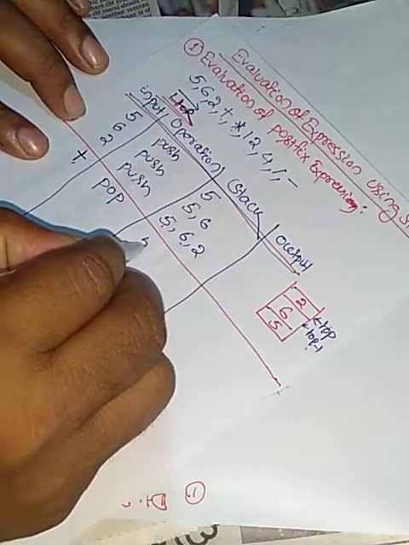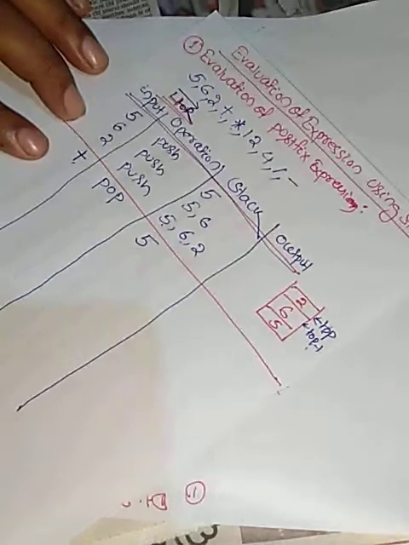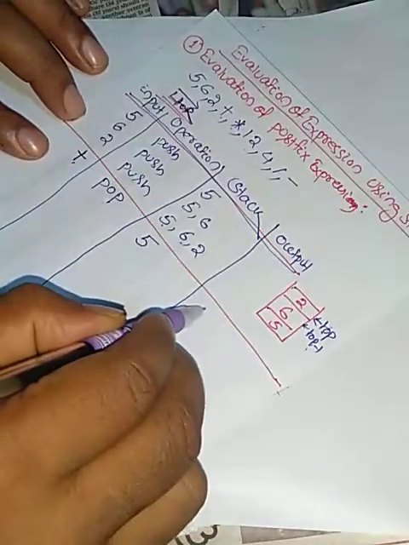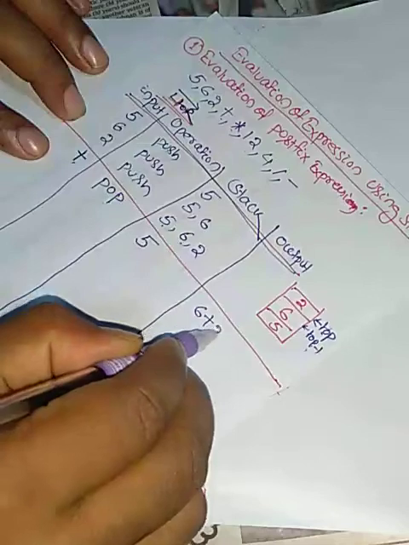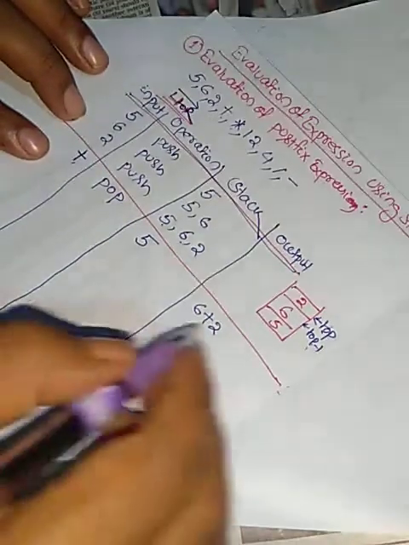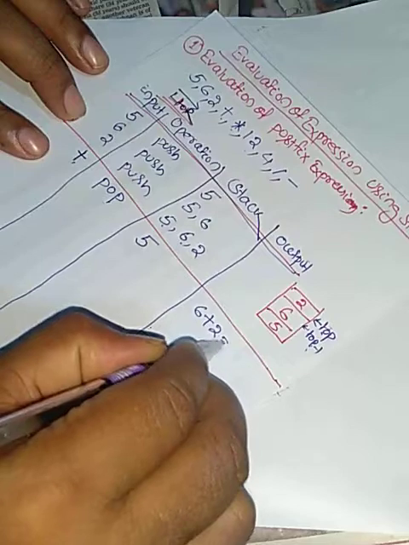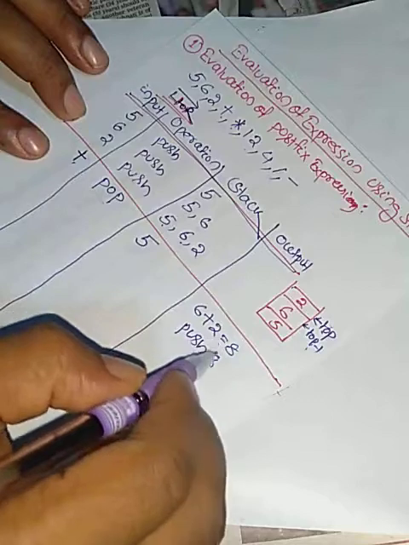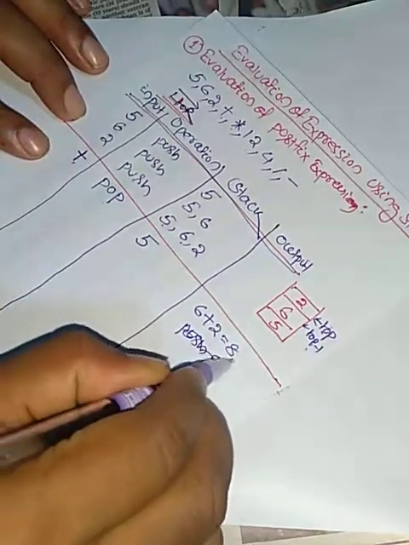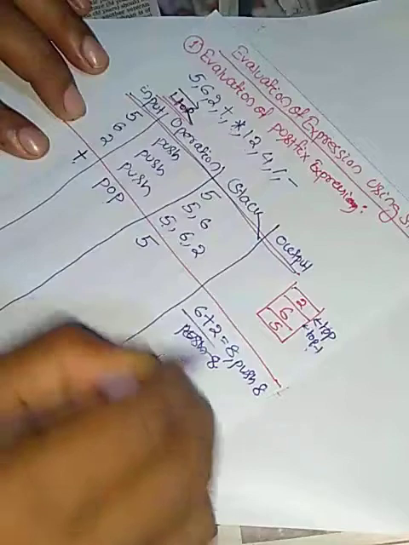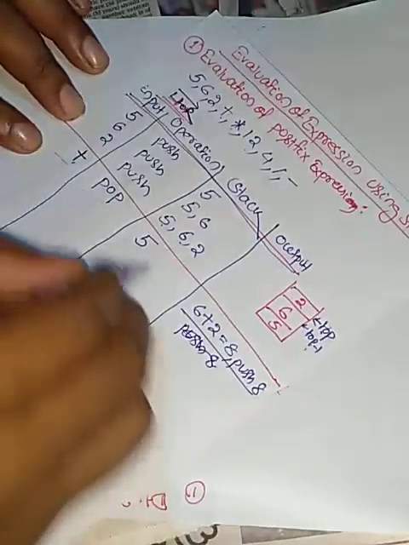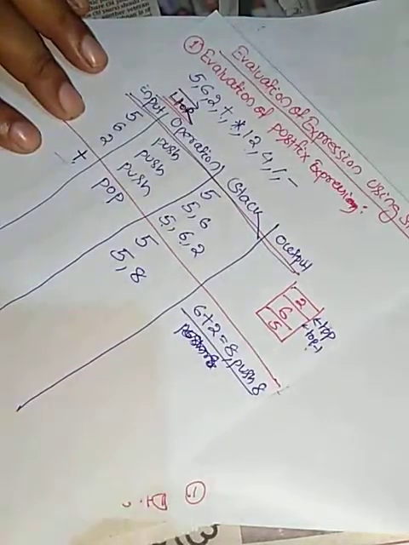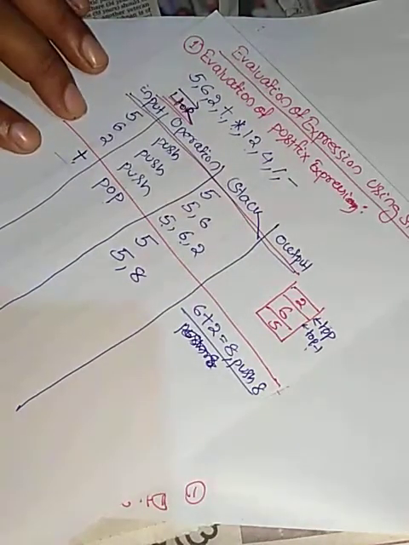So what do we have now? 5. We have done 2 pop operations, top and top minus 1. The operation conducted is 6 plus 2 equal to 8, then push 8. After pushing 8, it takes the same position here. So 5 was there, and now 8 is here.